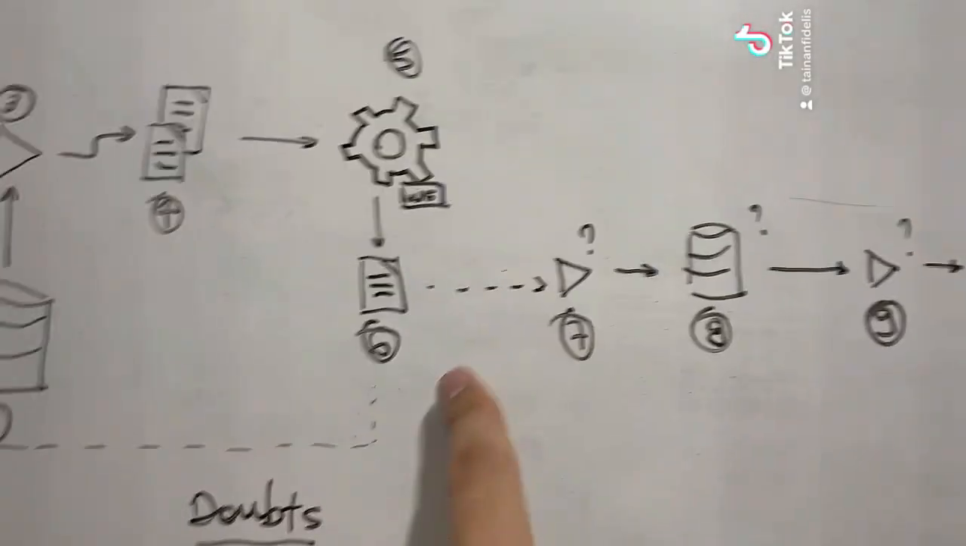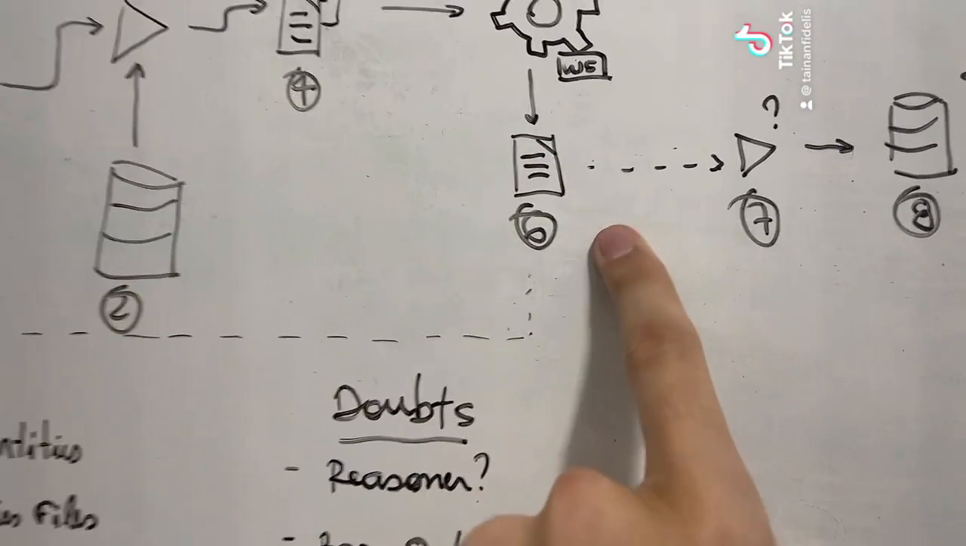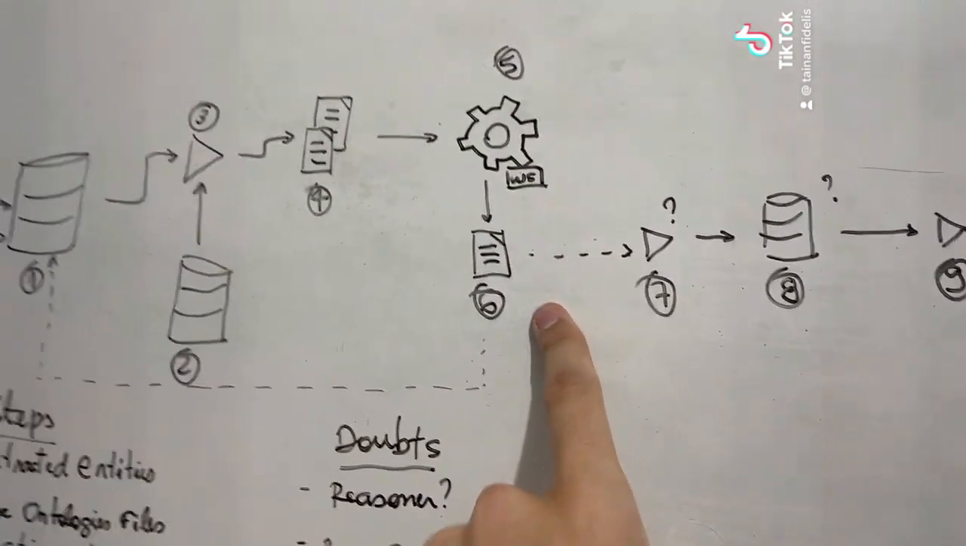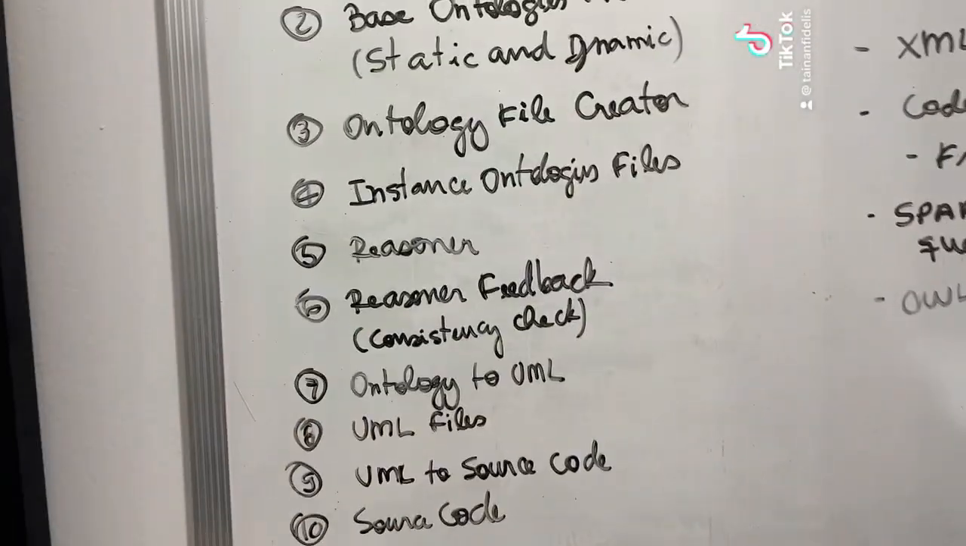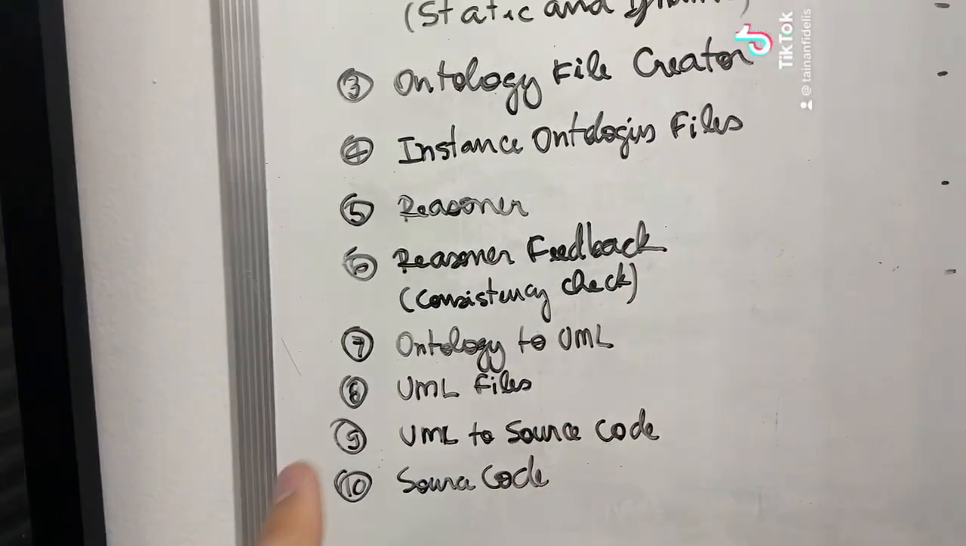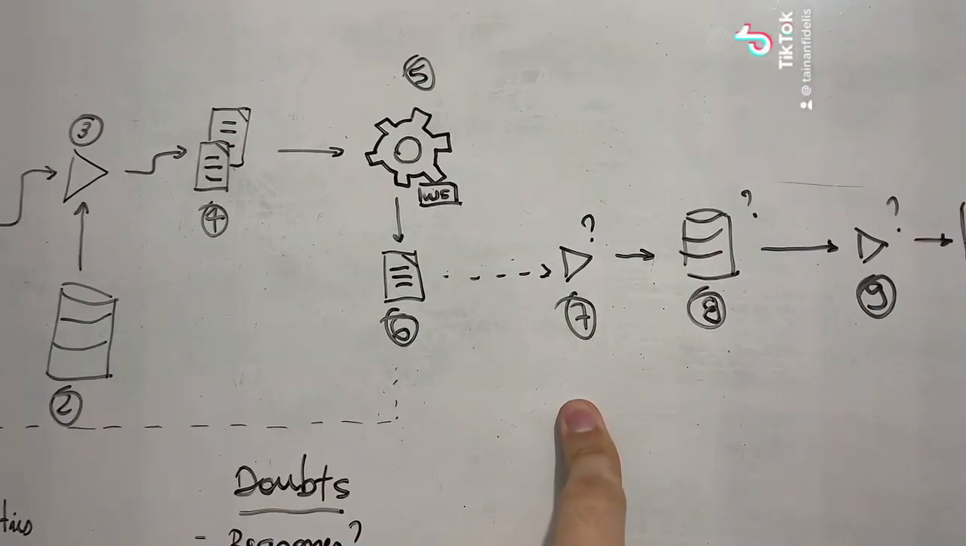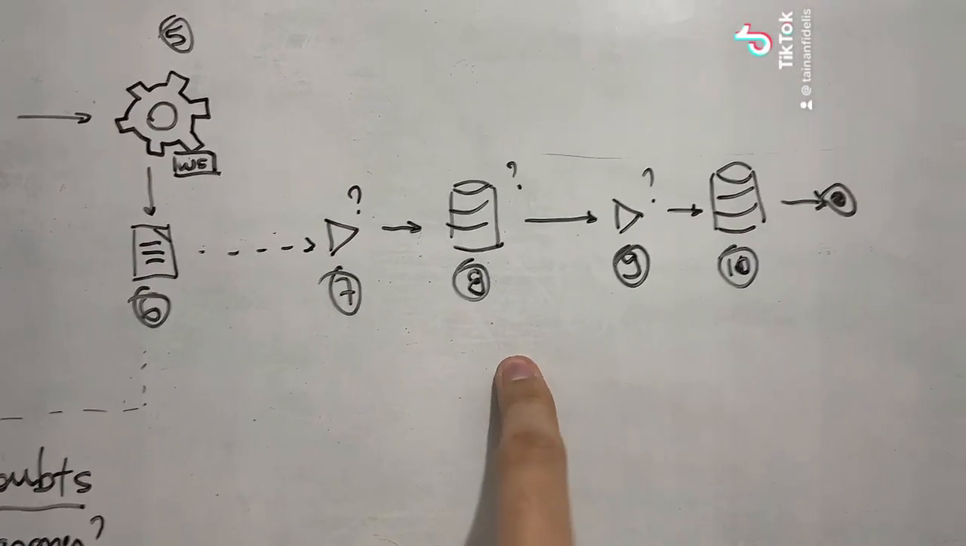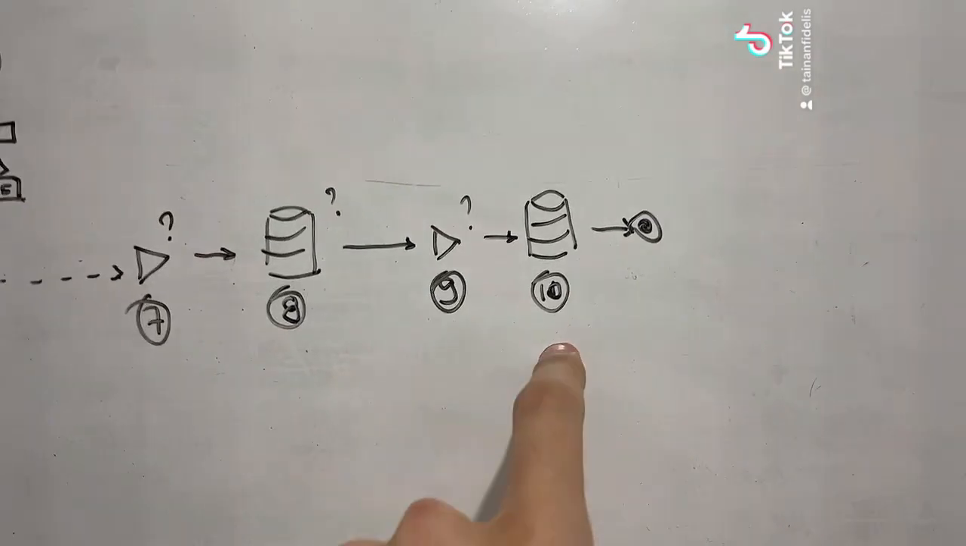And then after we have valid ontology files, we can go to the code generation. So ontology to UML, UML files, UML to source code, and then we are done.